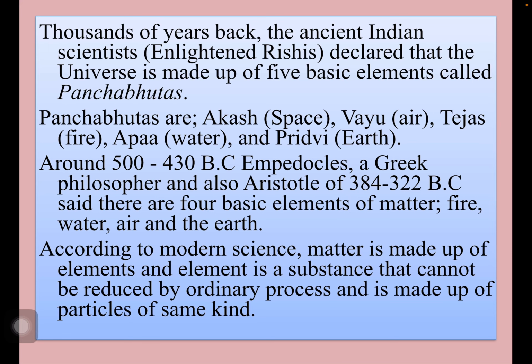Around 500 to 430 BC, Empedocles, a Greek philosopher, and Aristotle around 384 to 322 BC said that there are 4 basic elements of matter: fire, water, air, and the earth. According to modern science, matter is made up of elements, and an element is a substance that cannot be reduced by ordinary process and is made up of particles of the same kind.